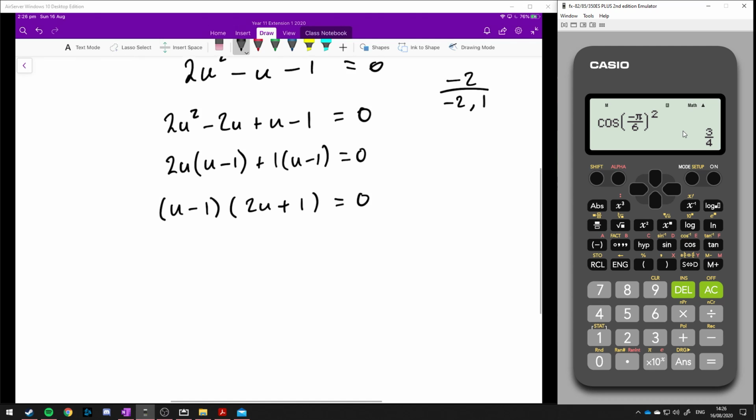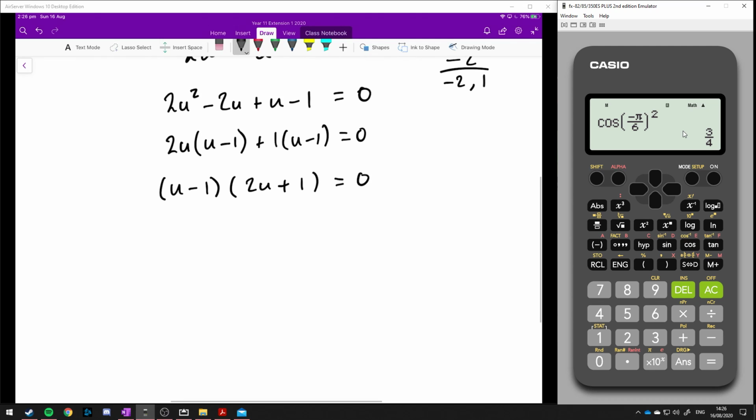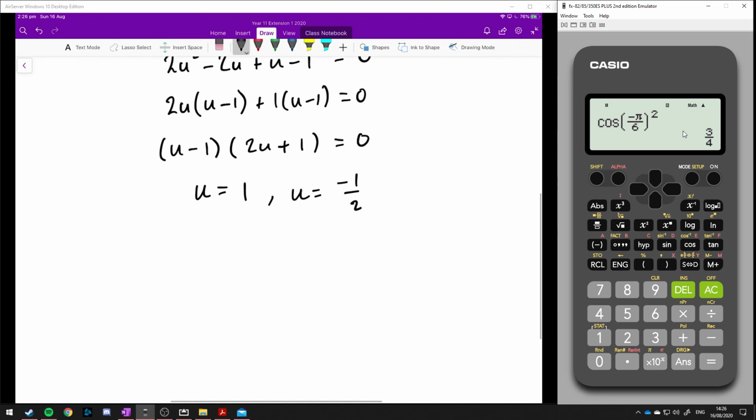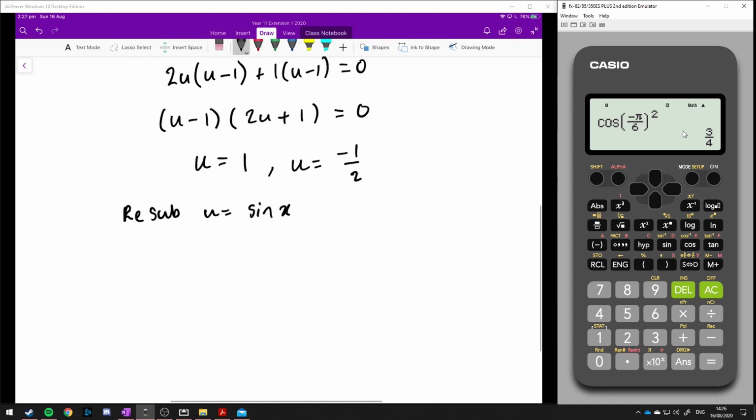Okay, what we can do now is say that we want to find when u is equal to 1, or when u is equal to negative half. Now resubstituting, u is equal to sine of x, and we get sine of x is equal to 1, and sine of x is equal to negative half. So the question becomes, when is sine of x equal to 1? Sine of x is equal to 1 at 90 degrees, which is the same as pi on 2, so x must be equal to pi on 2.